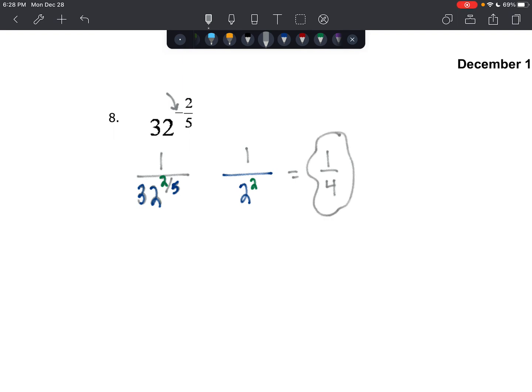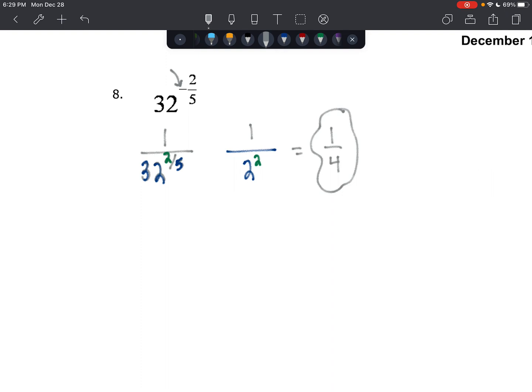Now that's where I'd love for you to be at right now, to be able to go from 32 to the negative 2/5 to 1 over 32 to the 2/5, and then 2 squared in the denominator. But if you need to use our rules, we've got 1 over the 5th root of 32, and then take that answer and square it. See, so that numerator is going to become the square on the outside. You're still going to get 1 over the 5th root of 32, which is 2. 2 squared is 4.